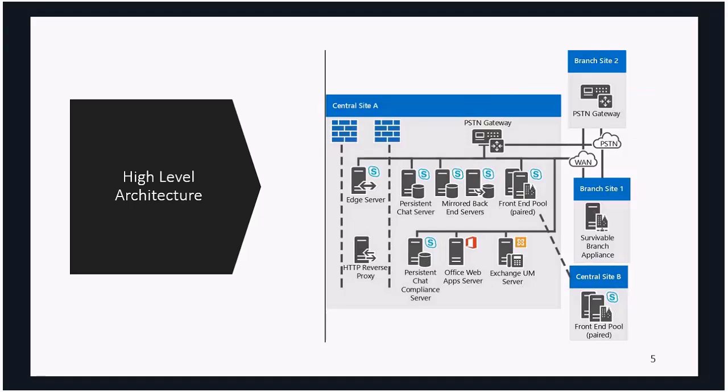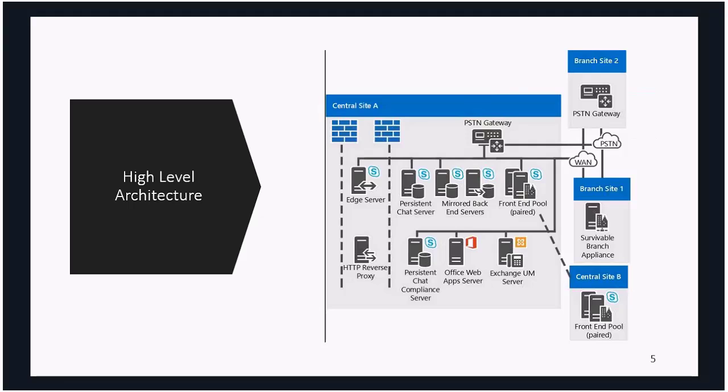A Skype for Business deployment can also scale across multiple sites. In this example, our central site is paired with another central site consisting of the same server roles for disaster recovery capabilities. So the set of servers you see in the middle would be replicated at central site B in the bottom right, and each of those sites would pair off each other to provide disaster recovery capabilities for all the Skype for Business modalities in the event one of those sites went down.